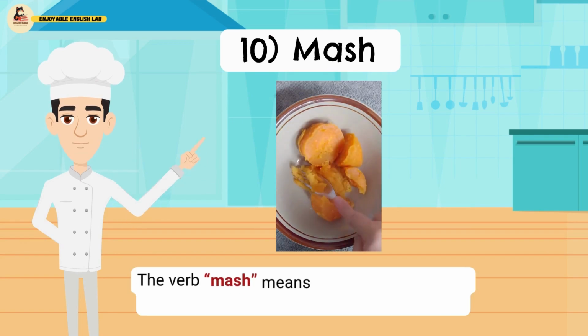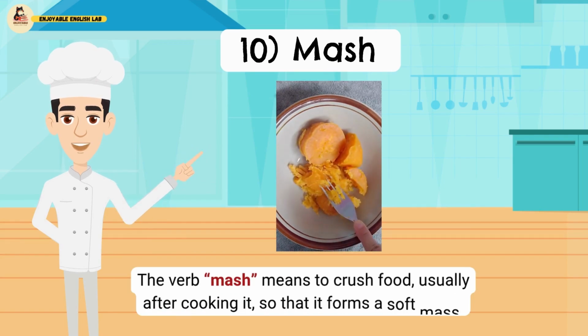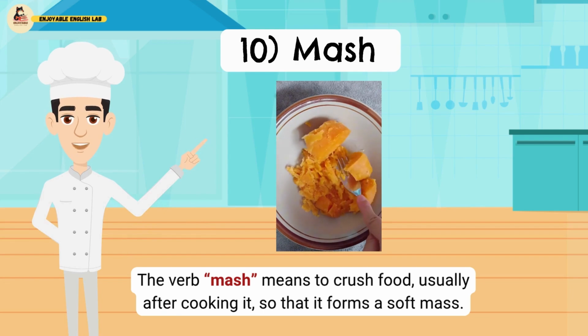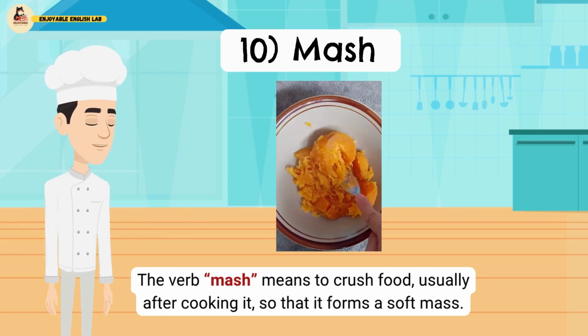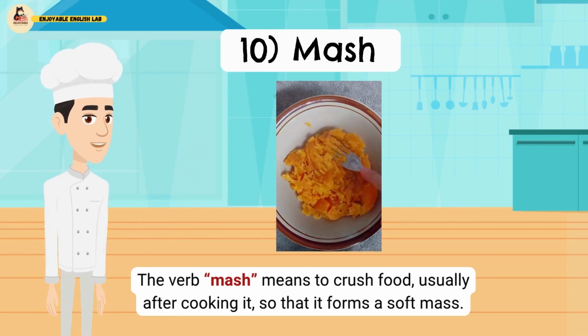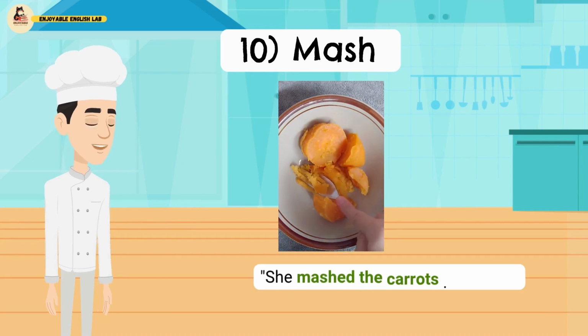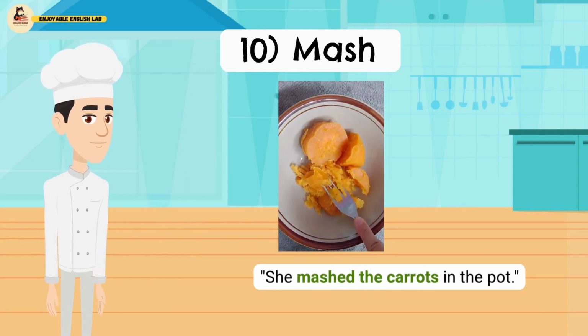Mash. The verb mash means to crush food, usually after cooking it, so that it forms a soft mass. For example, she mashed the carrots in the pot.